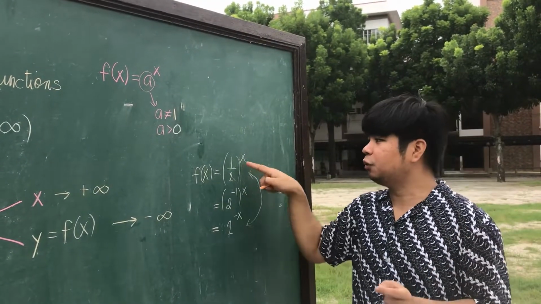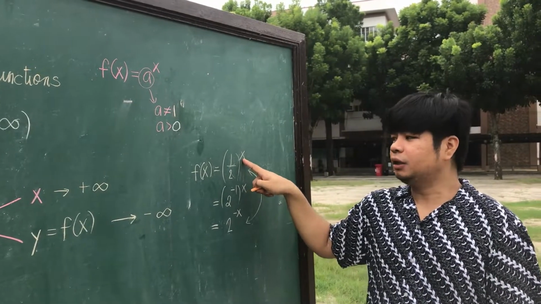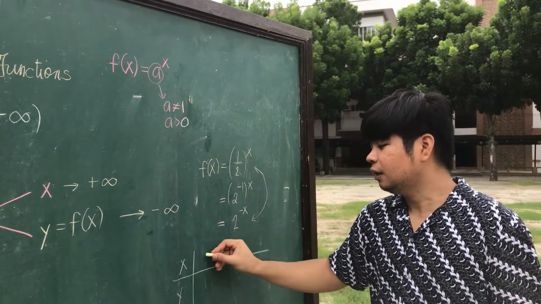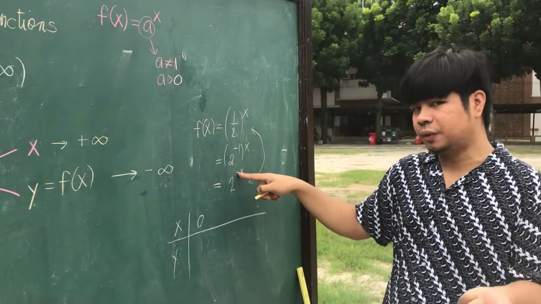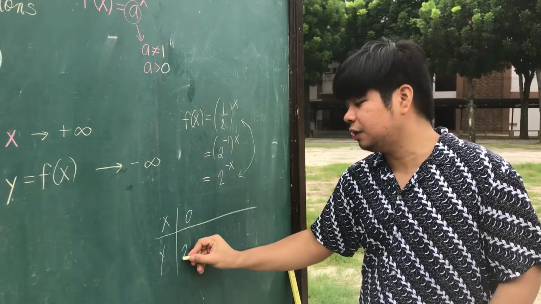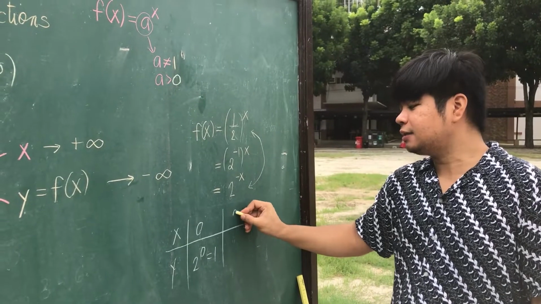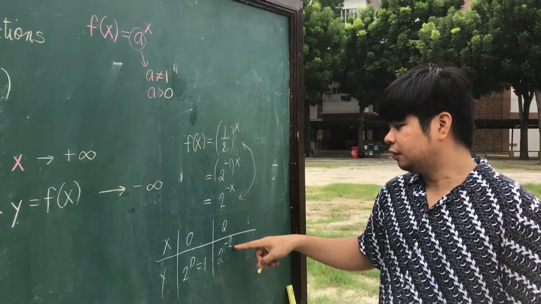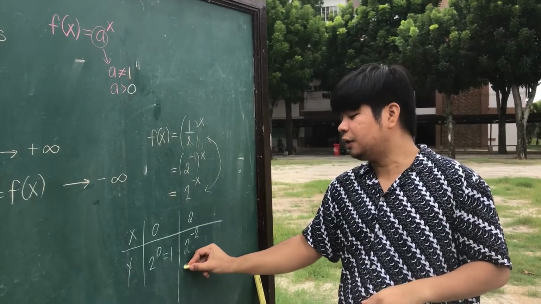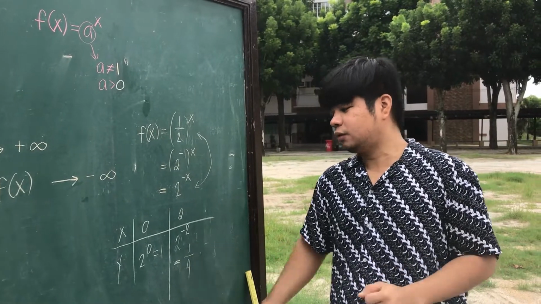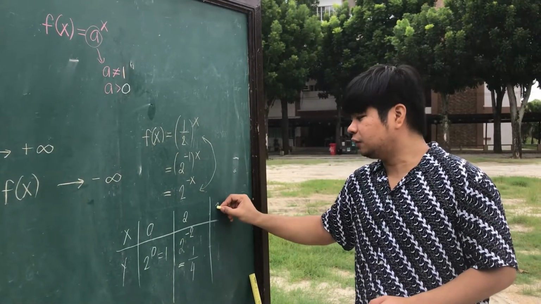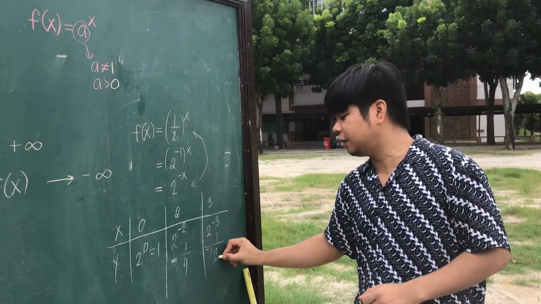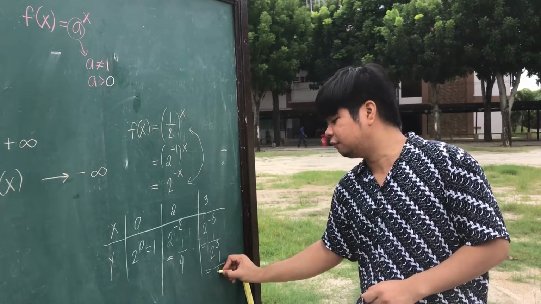So what will happen if you keep on increasing x here? Let's have a tabulation. If x is 0, 2 raised to 0 is simply 1. But when x is equal to 2, you have 2 raised to -2, which is now equal to 1/4. When x is equal to 3, we have 2 raised to -3, which is equal to 1 over 2 raised to 3, and that is equal to 1 over 8.